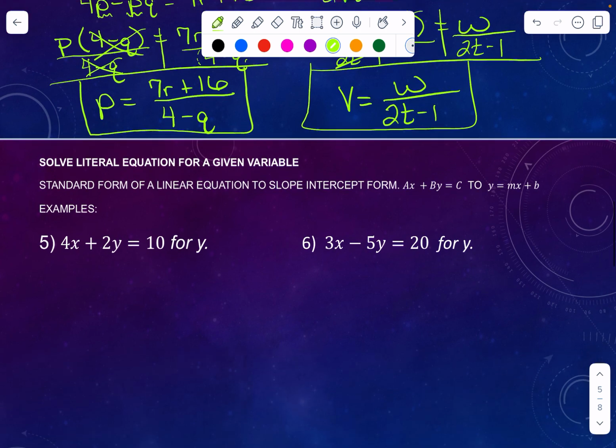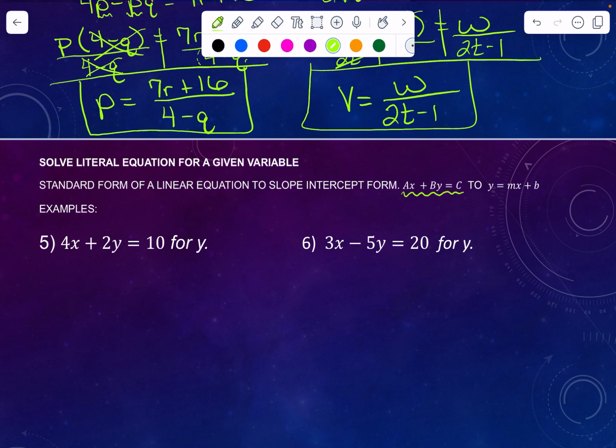Now, as we keep going, you'll notice that one of the big topics that we're going to focus in on here is going from standard form to slope-intercept form. The reason why is because here in a couple chapters, we're going to be graphing and we're going to be doing this process a lot. So we might as well get some practice. It's a good literal equation that we can practice solving for y.